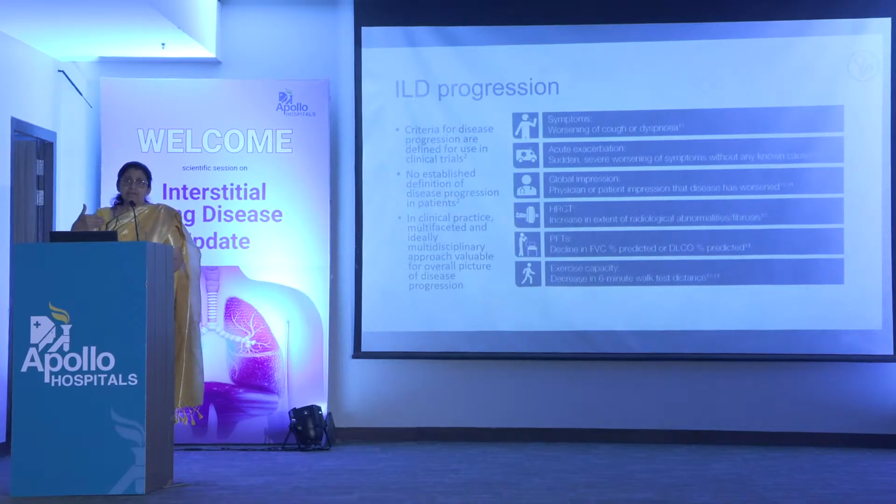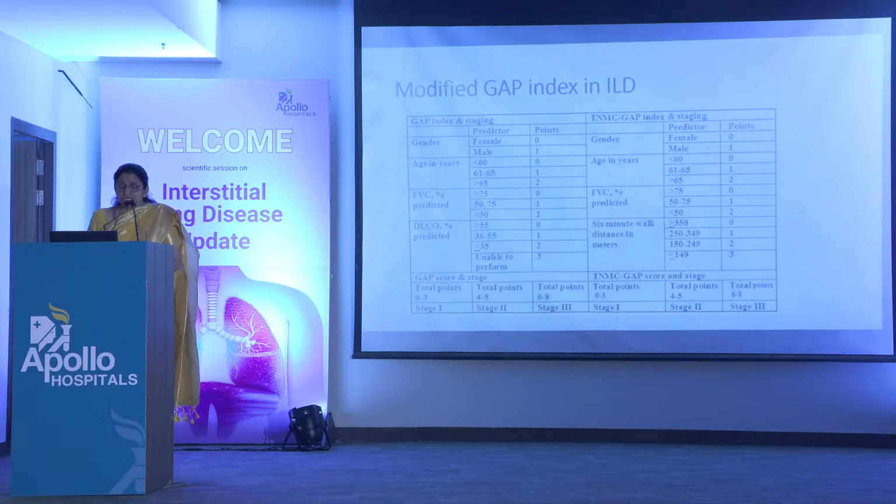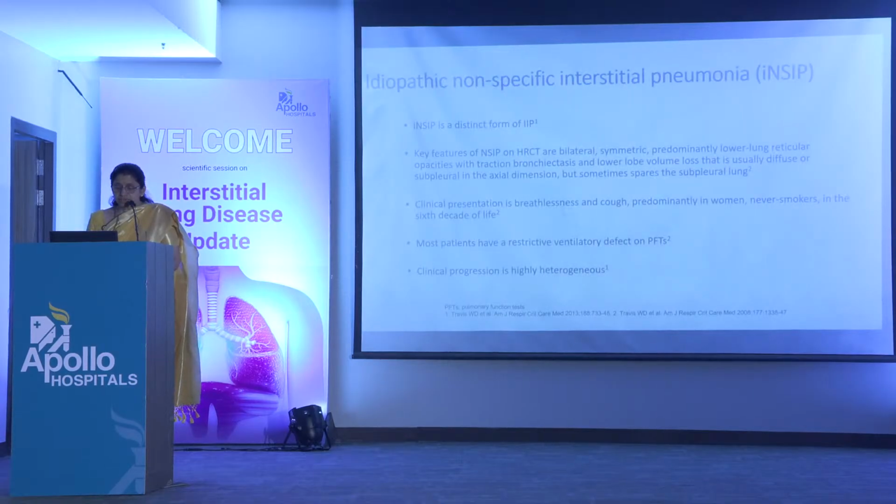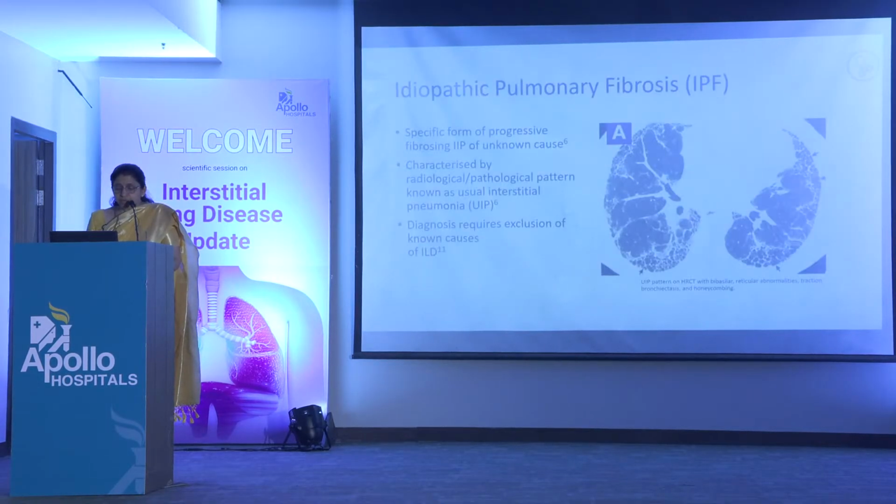As we will see later, even the medications don't really reverse this disease. Usually they only cause a decline in the speed of progression. There is something called the GAP index where we see the gender, the age and 2 physiological parameters like FVC and DLCO, with which we can make a GAP score so that we can have an idea about the severity of the disease.